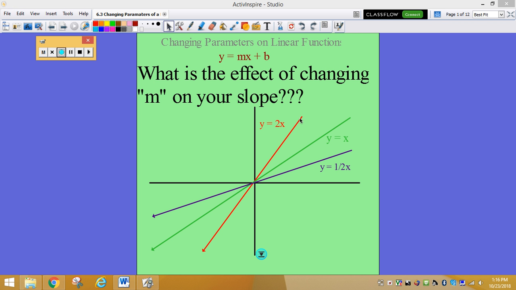I've graphed 3 different lines. This red one has a slope of 2. The green one has a slope of 1. And the purple one has a slope of 1/2. So look what happens. 1/2 to 1 to 2. The bigger the number, the steeper your line gets.